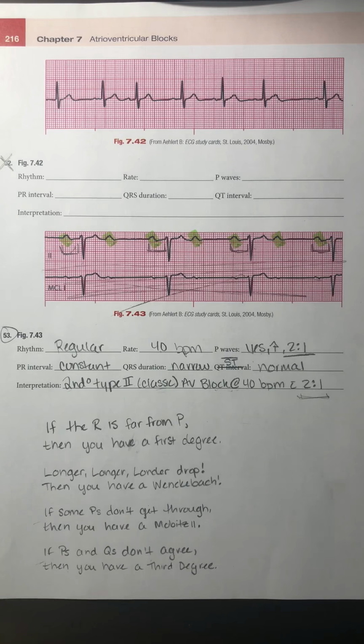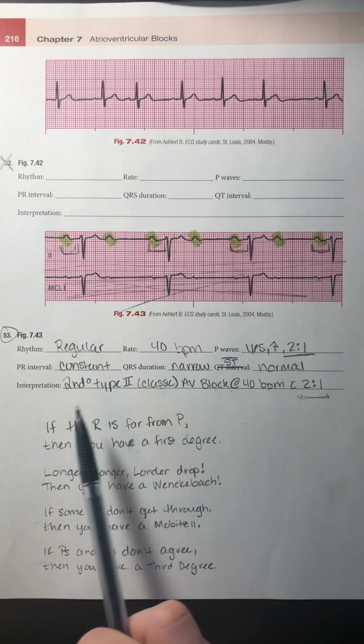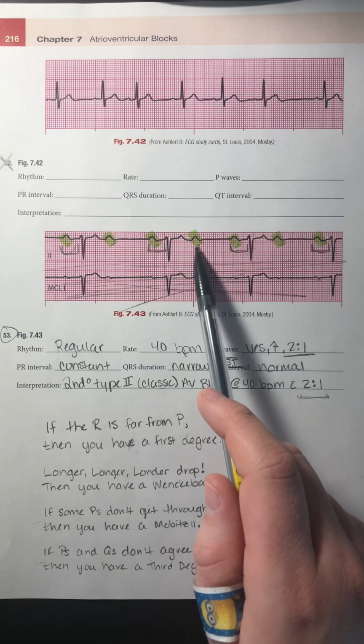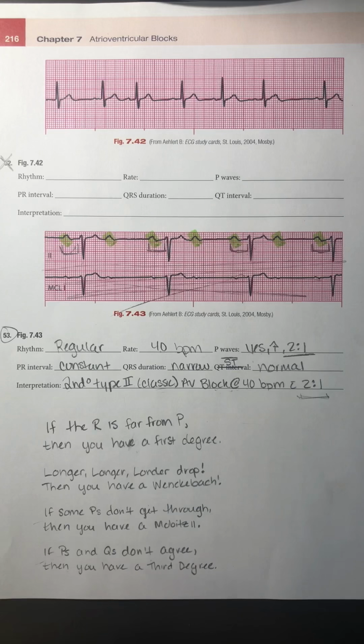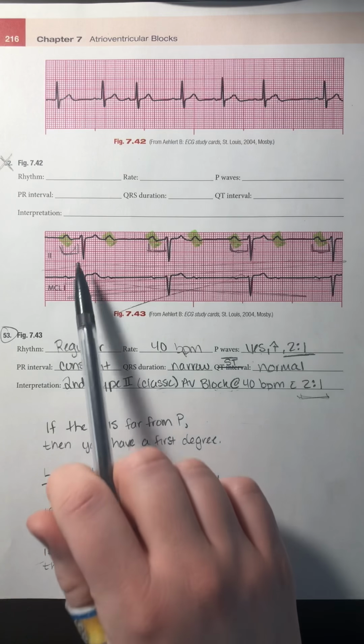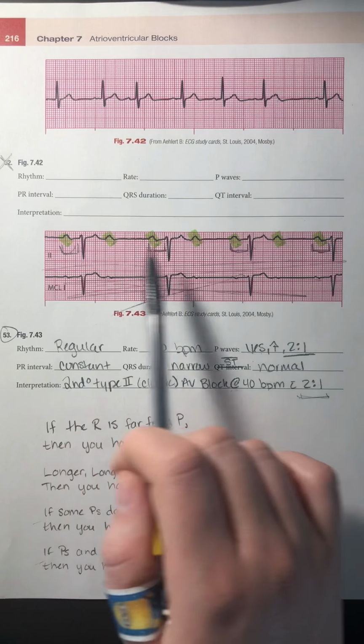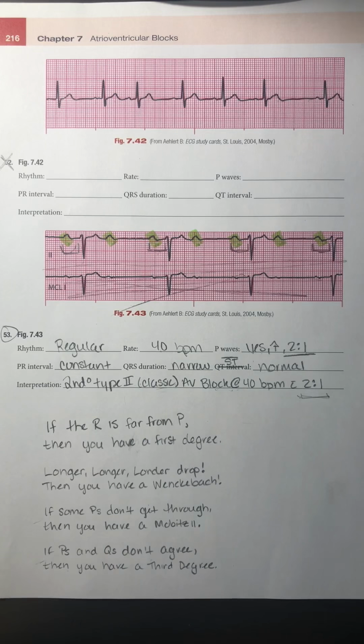So, process of elimination. If the R is far from P, then you have a first degree. Well, it is far from P, but I also have some P waves that don't have any R's that follow, so it cannot be a first degree. Longer drop, then you have a Wenckebach. It doesn't get longer at all, so it can't be a Wenckebach, plus it has a very regular rhythm.